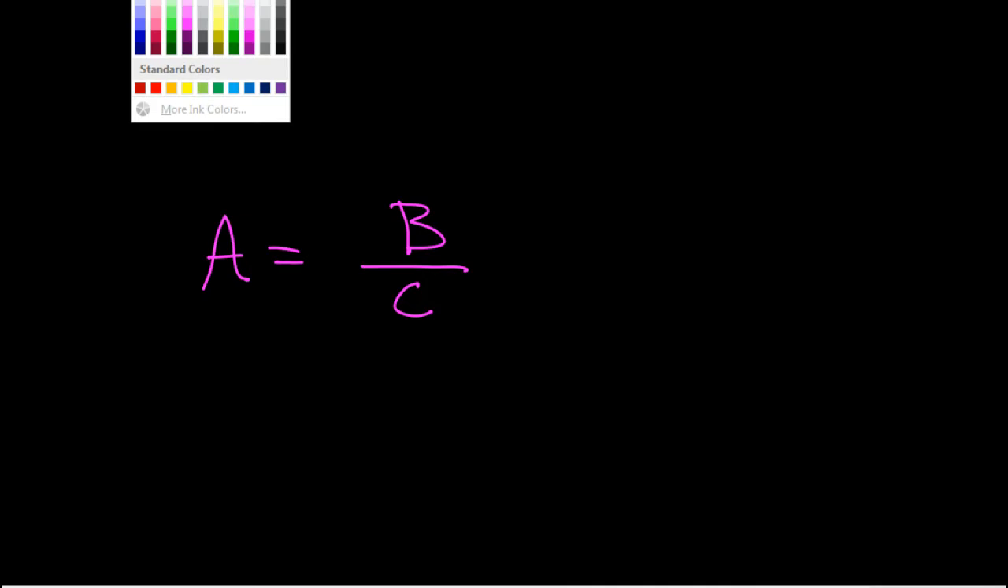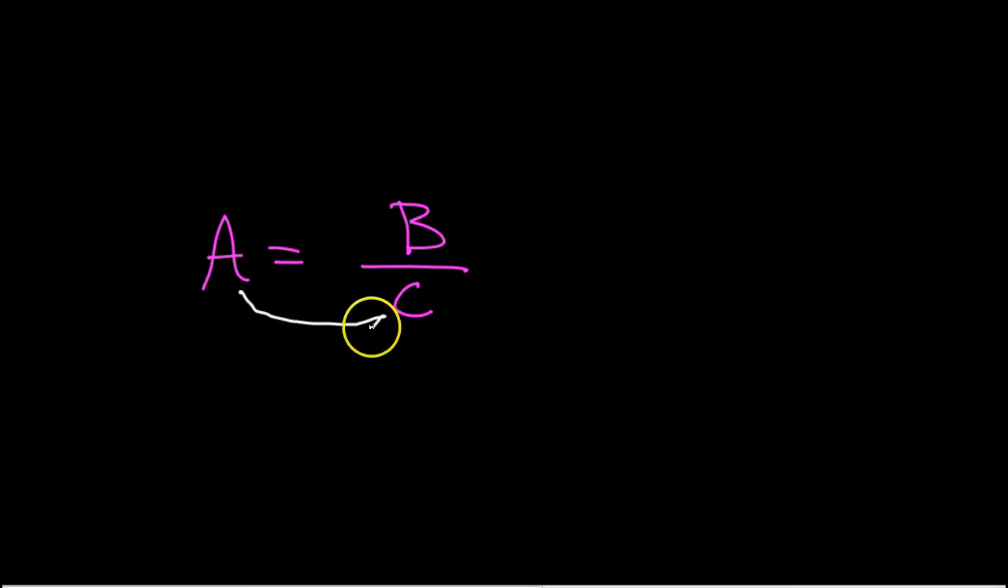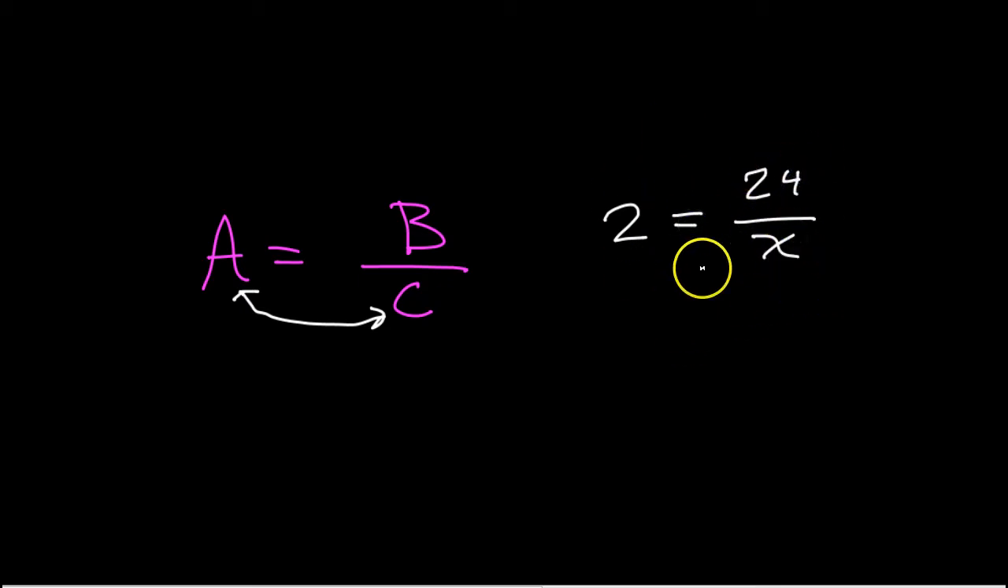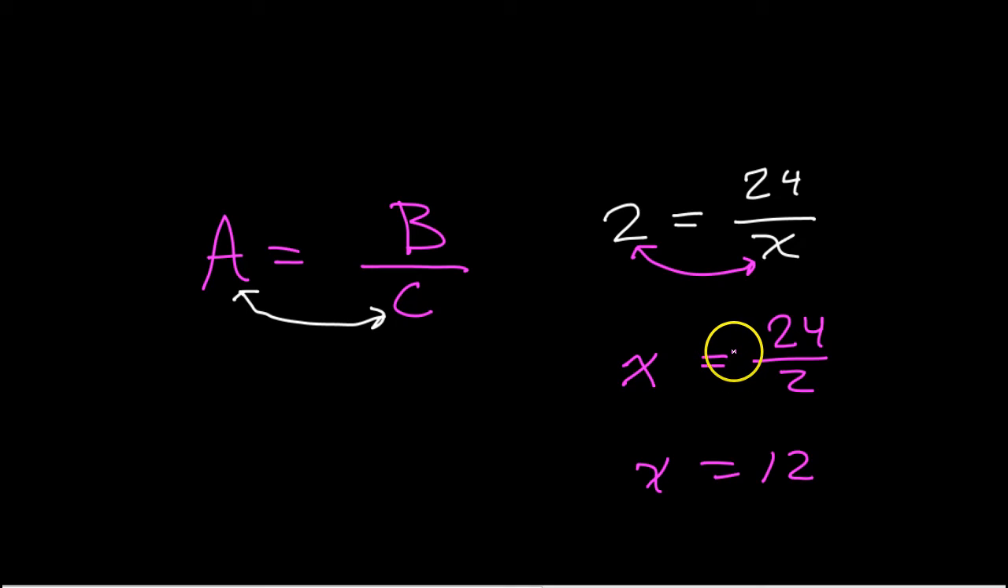Anyway, you can make a valid equation by swapping the A and the C, the denominator and the number that's out here by itself. You can always swap that. That's very often useful because if I have 2 is equal to 24 over x, I could cross multiply, but the easiest thing would be to swap the x and the 2. That immediately gives me x is equal to 24 over 2, and then x is 12. That's just the quickest thing to do.